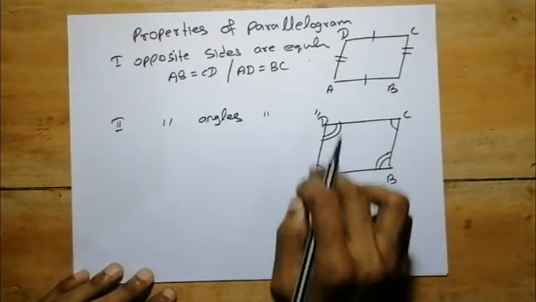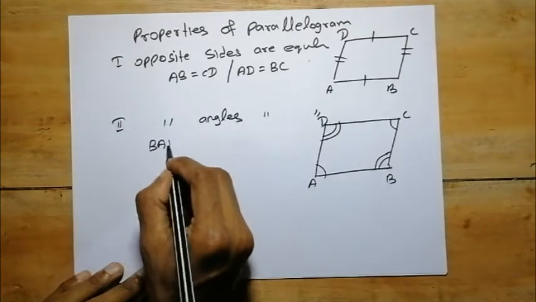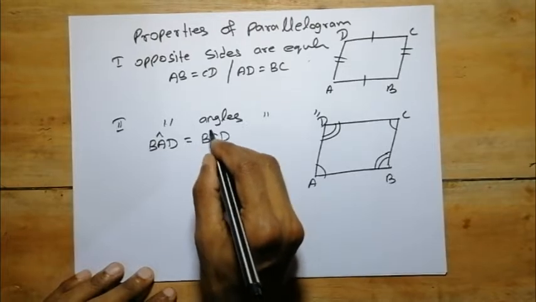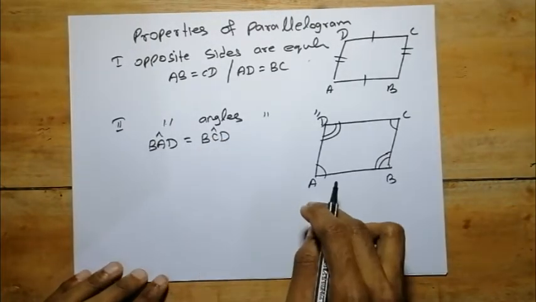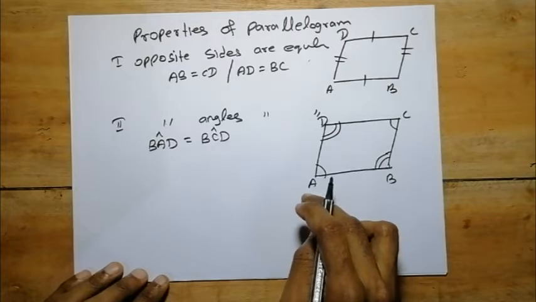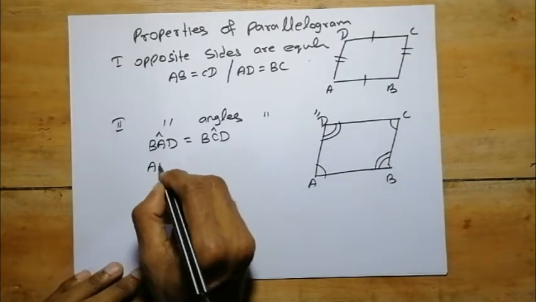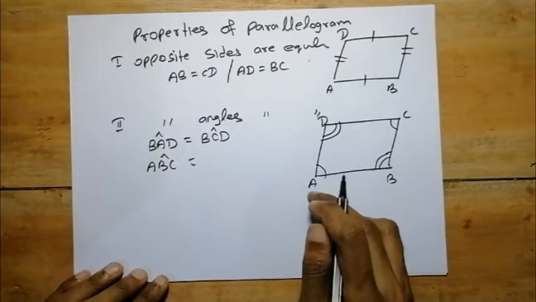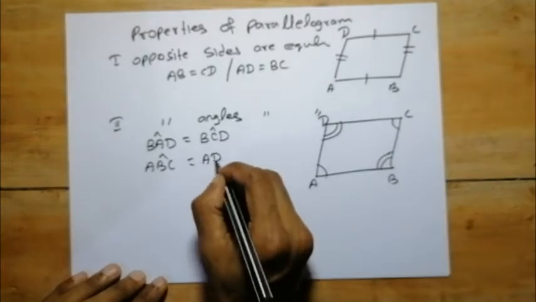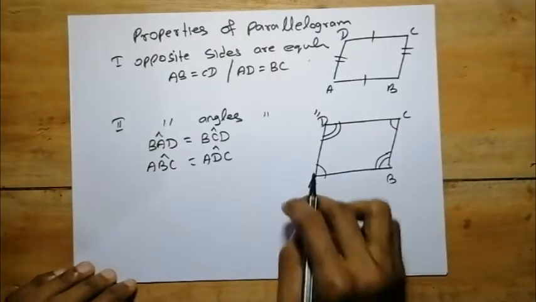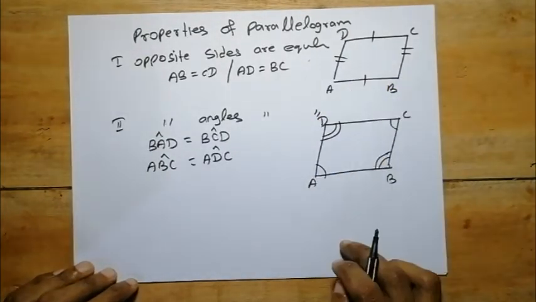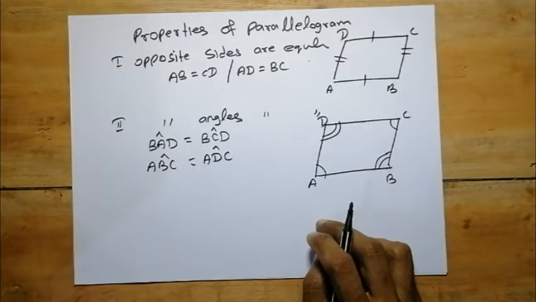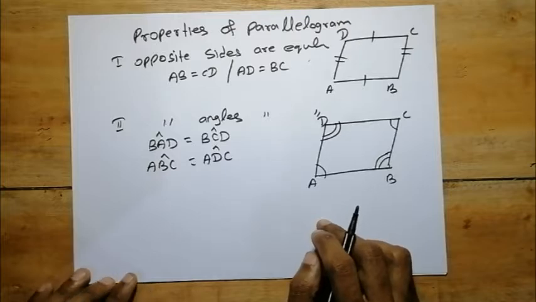So angle BAD is equal to angle BCD, and angle ABC equals angle ADC. BAD equals BCD, ABC equals ADC. Opposite angles are equal.